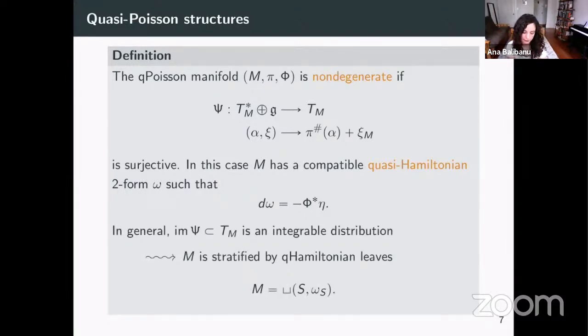And then more generally, the image of this bundle map is a distribution in the tangent bundle. And this distribution is integrable, and it integrates to a foliation of M by non-degenerate leaves, each of which carries a quasi-Hamiltonian 2-form.